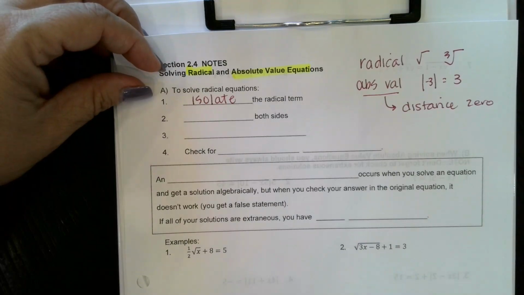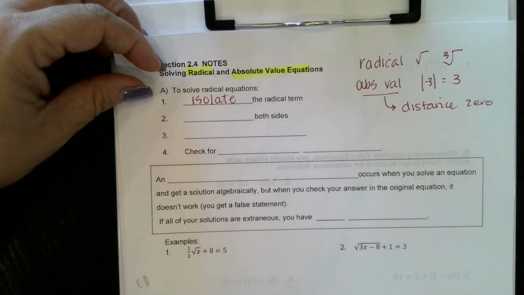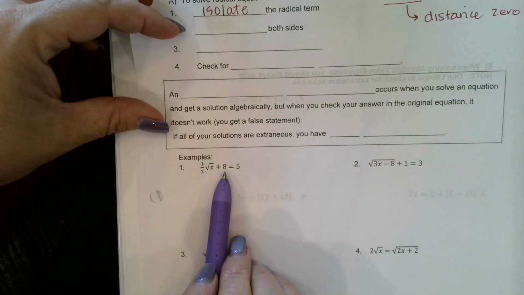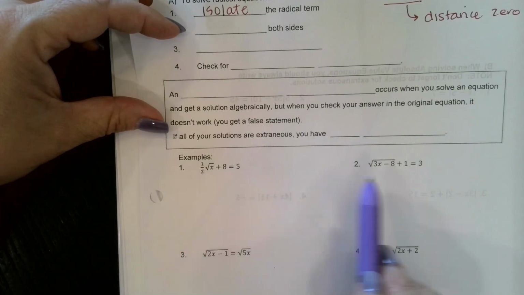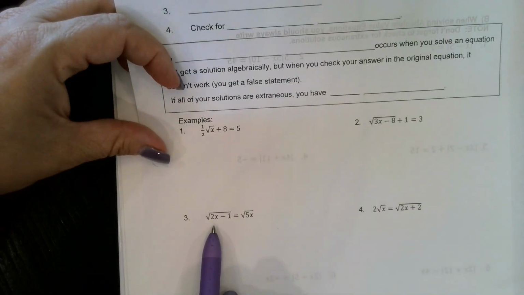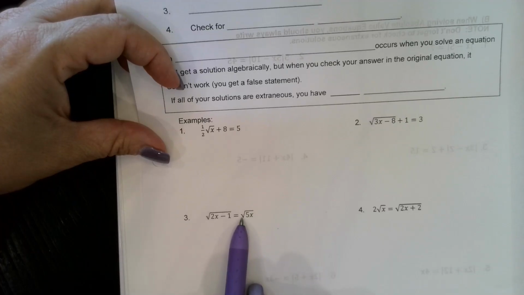the radical term. So what this means is it has to be all by itself. So isolate means all by itself. So if I look down here, this is not isolated. I have an x over here, and I have a 1/2. This is not isolated. I have a +1 here. This is isolated. All I have is a radical here, and all I have is a radical here, okay?